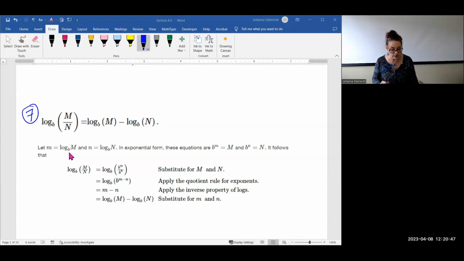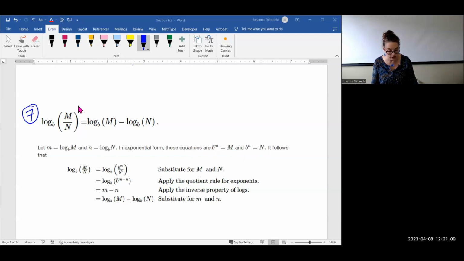We're going to let lowercase m be equal to log base b of uppercase M, and lowercase n be log base b of uppercase N. And that gives us these two relationships that we had in the previous problem. b to the lowercase m equals uppercase M, b to the lowercase n equals uppercase N. So we have these relationships.